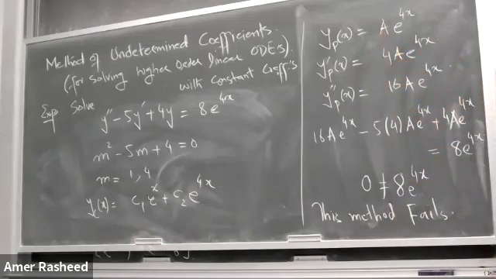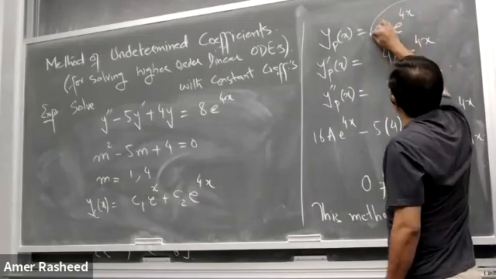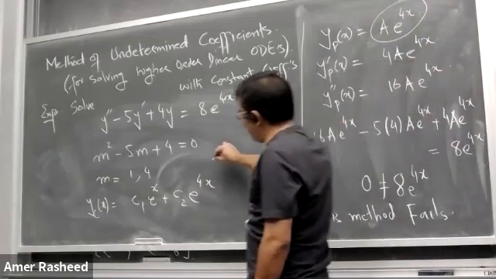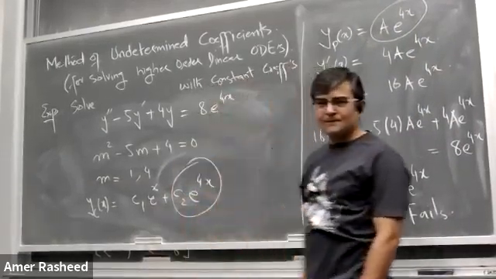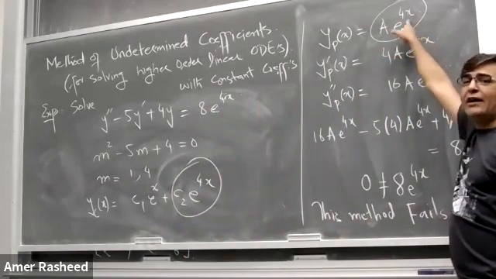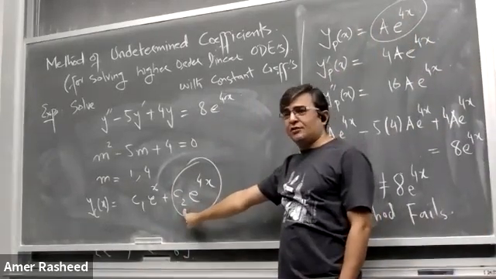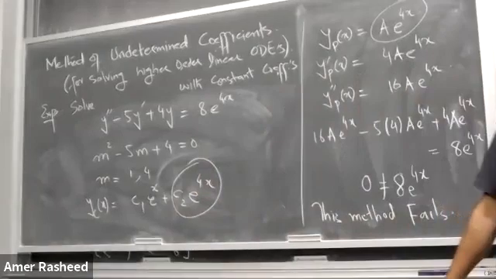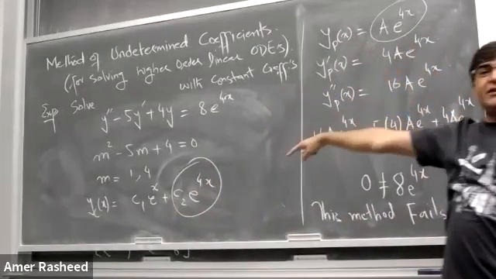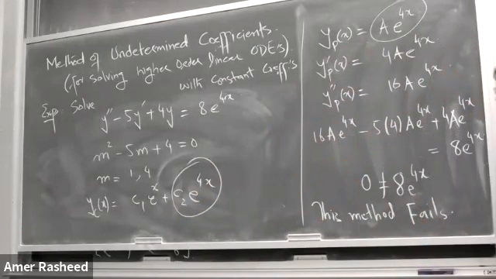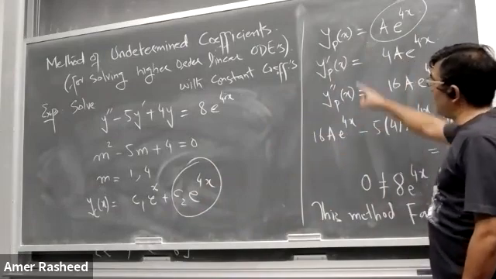Why does it fail? Because our assumed solution, a constant times e raised power 4x, is also present in our complementary solution, C2 times e raised power 4x. Whenever our assumed solution is already present in the complementary solution, this method fails. What do we do in this case? We improve the particular solution.